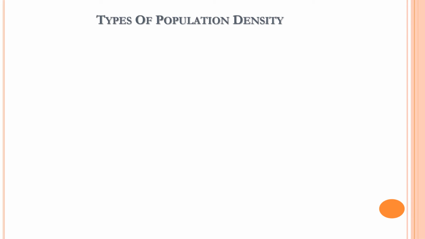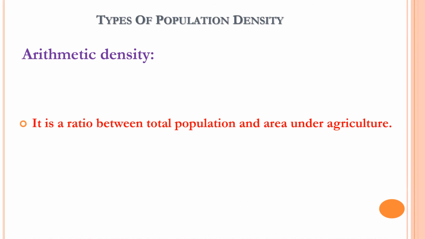Now the next point is the types of population density. Different types of population density will be discussed one by one. From the point of view of various utilities and various types of analytical studies, various types of density are calculated as follows. First one is arithmetic density. What is meant by arithmetic density?